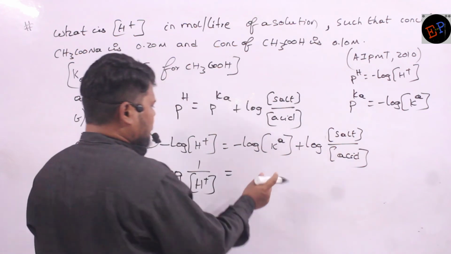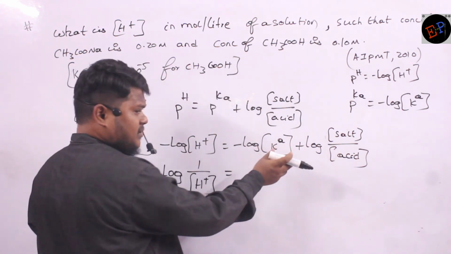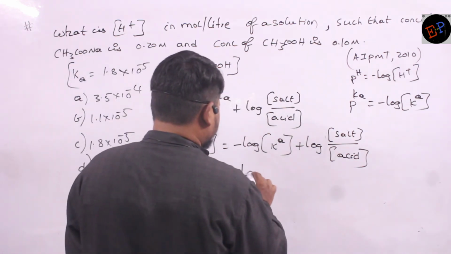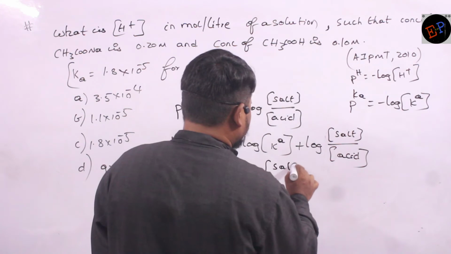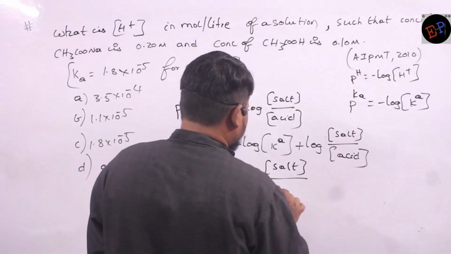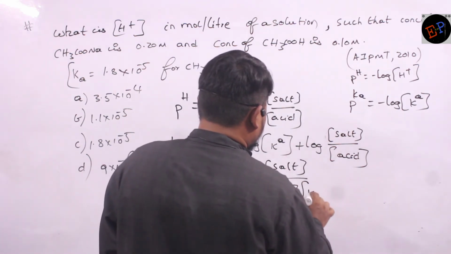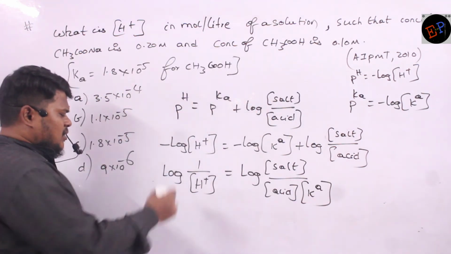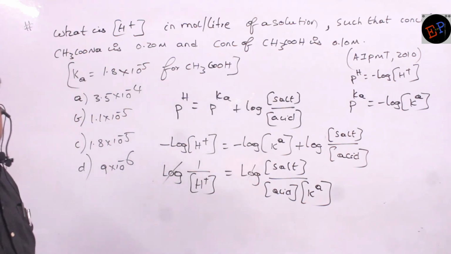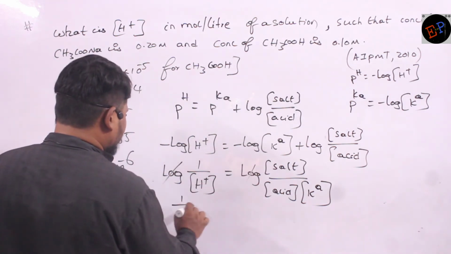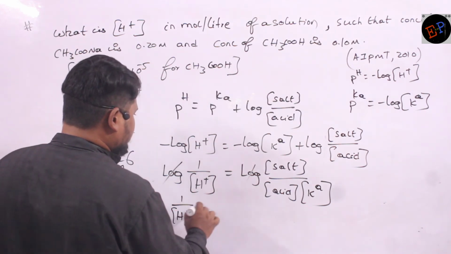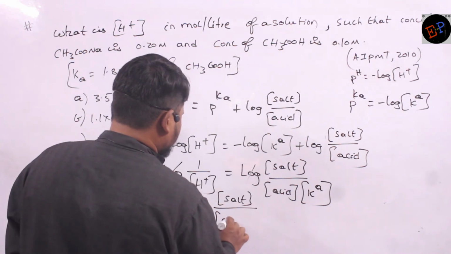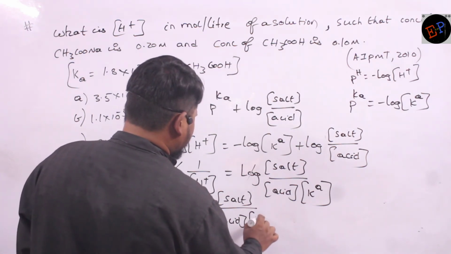So this is equal to, now this is of the form log A minus log B, no? Log A minus log B is log A by B. So therefore log of concentration of salt divided by concentration of acid multiplied by K. This is how I can write it. Is it clear? Now the logarithm I can cancel. If I cancel, then what I have is 1 by H plus ion concentration equals concentration of salt divided by concentration of acid multiplied by Ka value.